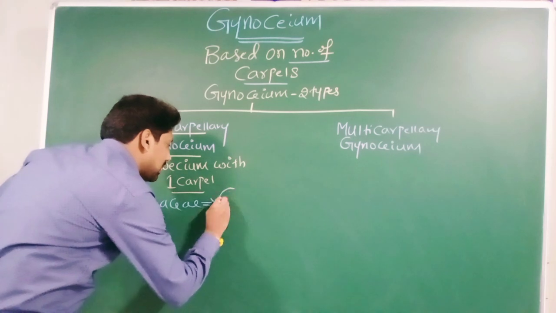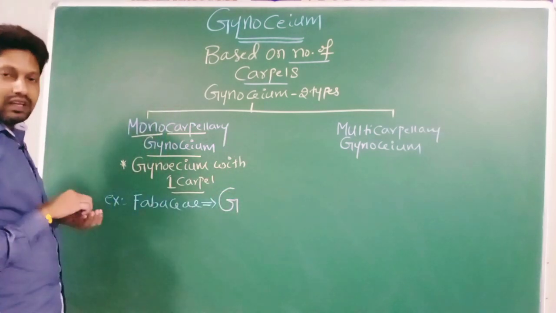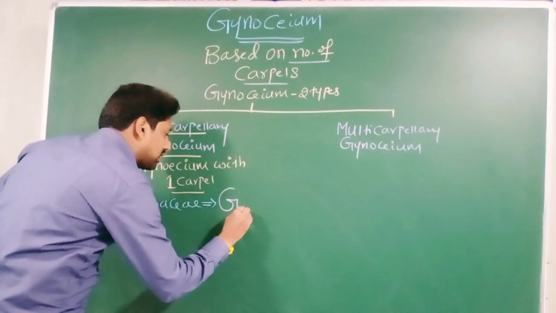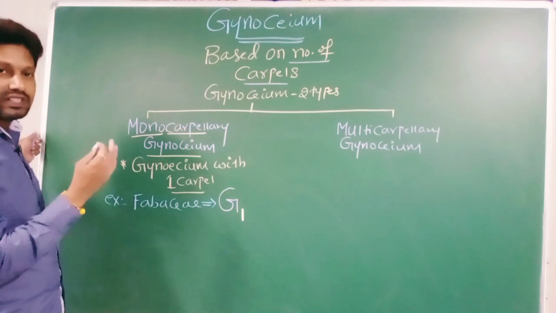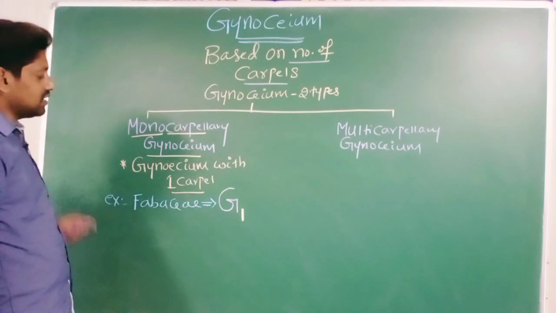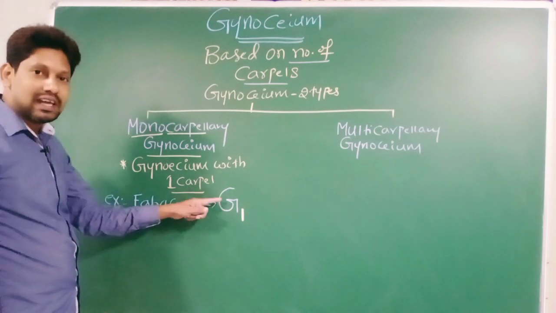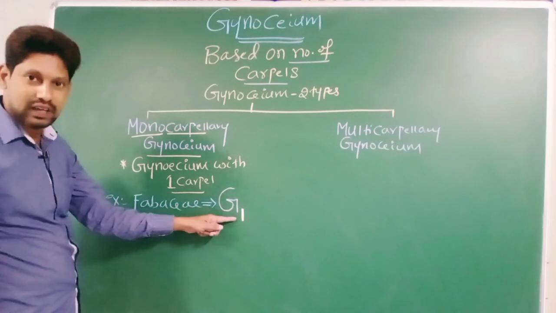Gynecium is represented by symbol G. This Gynecium is with how many carpels in Fabaceae? One carpel. So I am writing one here. Superscript or subscript? Subscript. Therefore, G stands for Gynecium. In Fabaceae family, Gynecium is with one carpel. Therefore, G1.